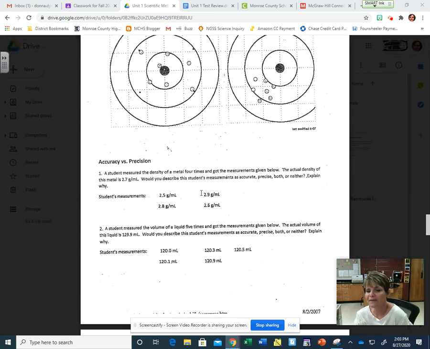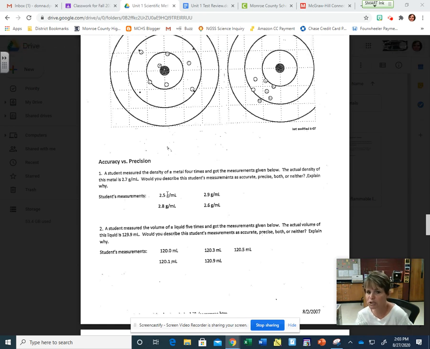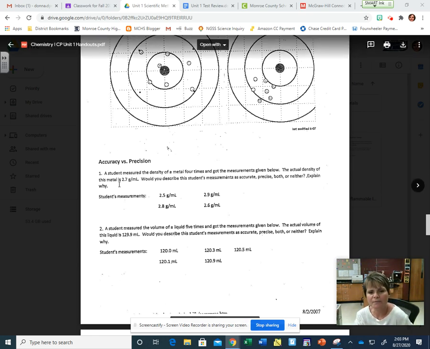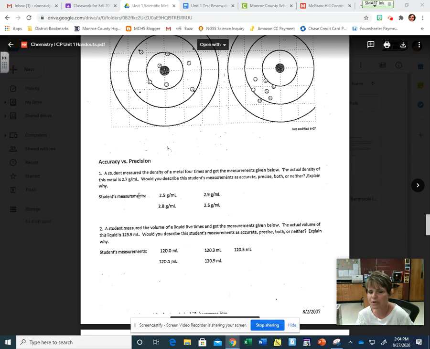So look at these measurements. Are they pretty close to the right answer? I would say yes. Are they pretty close to each other? I would say yes again. Between 2.5 and 2.9, that's pretty close. There's a difference of 0.4 there. All of these are pretty close to 2.7. So I would say that these measurements are accurate and precise. Accurate because they're close to the right answer, and precise because they are close to each other.